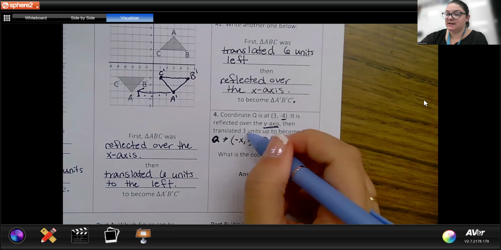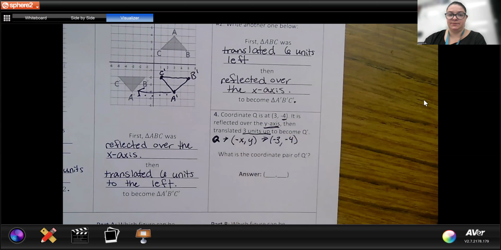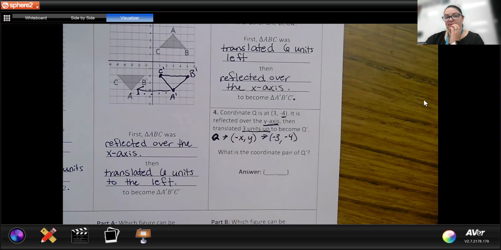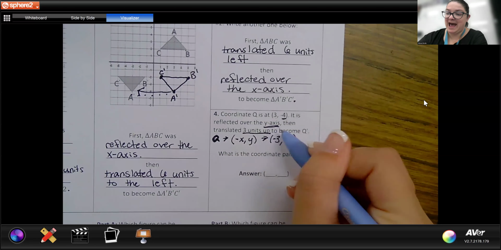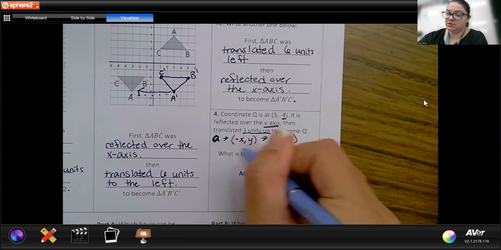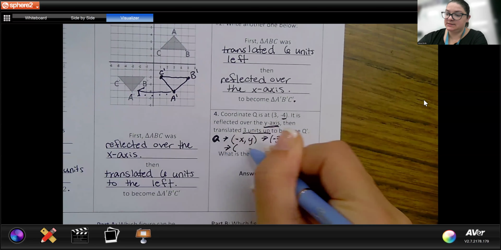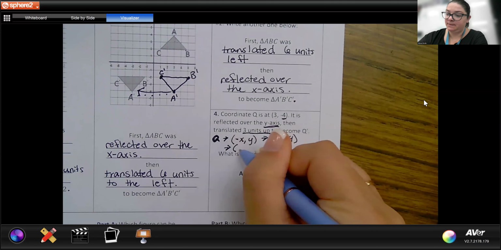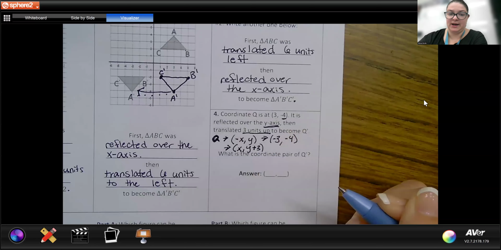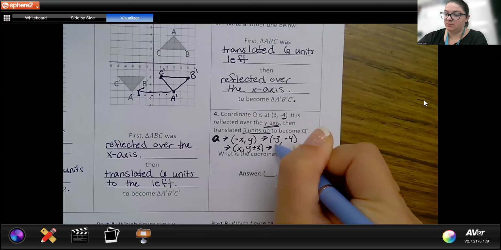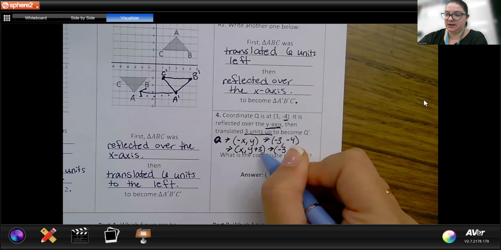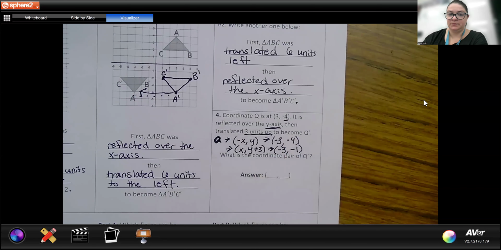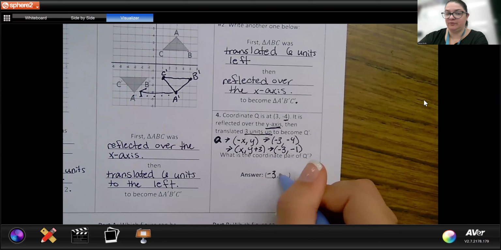Then it was translated up 3 units. Well, up affects the y-coordinate because the y-axis goes up and down. And if it's going up, we add 3. So now I want to take my new x and y, but add 3 to my y. So my x will stay the same, -3. -4 plus 3 will become -1. So this new point is -3, -1.